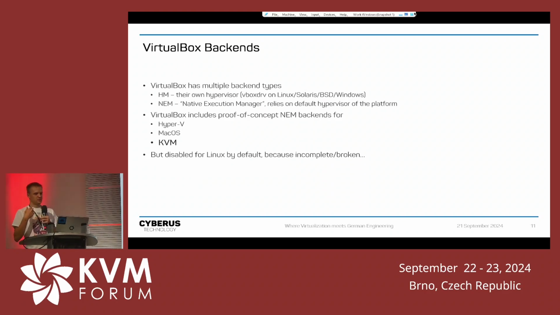So VirtualBox already has multiple backend types. Oracle has discovered that on other platforms, it's really nice to be able to use the native virtualization API. So in addition to their original hypervisor backend, the HM, they introduced the native execution manager in the codebase. This is what enables VirtualBox to use the default hypervisor of a platform. And they have proof of concept NEM backends in the codebase for Hyper-V, macOS, and KVM.